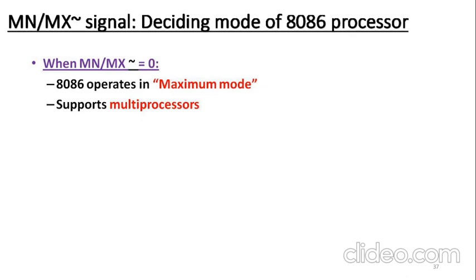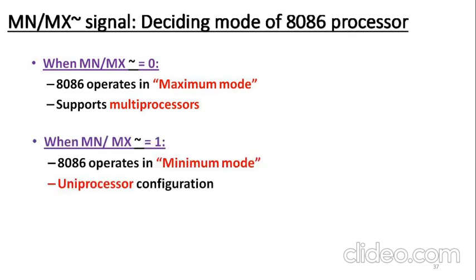In maximum mode operation, the processor supports a multiprocessor environment. It means that along with the 8086 CPU, there can be an 8087 NDP connected for floating point operations, and an 8089 IOP connected for IO data transfer operations. This type of multiple or auxiliary processors together is called a multiprocessor environment, which is possible only in maximum mode, when MN/MX bar is connected to logic 0.